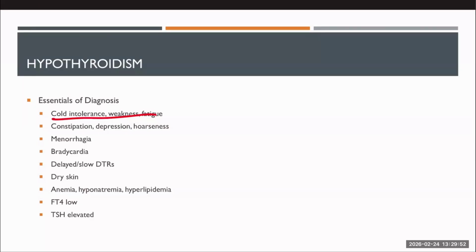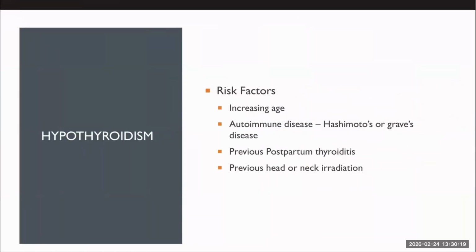Constipation, the other one had diarrhea. Depression, hoarseness of the voice. Menorrhagia, bradycardia, hyperthyroidism had tachycardia. Delayed slow DTRs, hyperthyroidism had hyperreflexive DTRs. Dry skin, anemia, hyponatremia, hyperlipidemia, low free T4, and obviously TSH will be high, trying to get the thyroid to pump out more hormone.